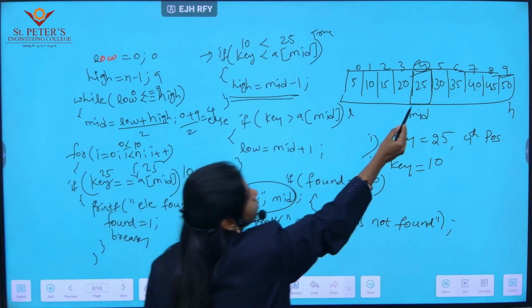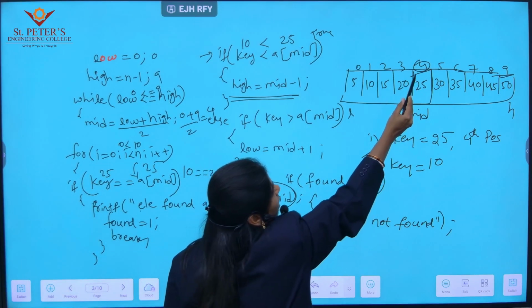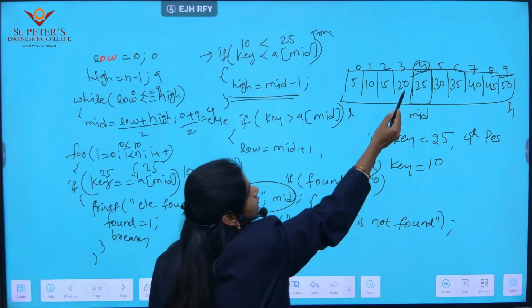See here, this is our mid value. Mid minus 1, where mid means 4. Mid minus 1 means here it is.